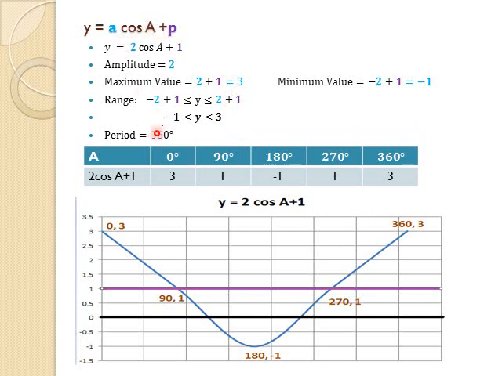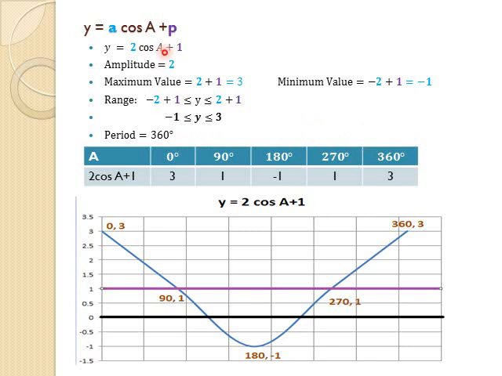Because it's A, my period naturally is 360 degrees. To get the points that I'm going to plot, for interval spacing, I'm going to say 360 divided by 4 gives me 90, so 0, plus 90, plus 90, plus 90, plus 90.